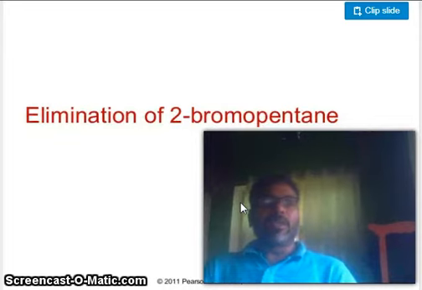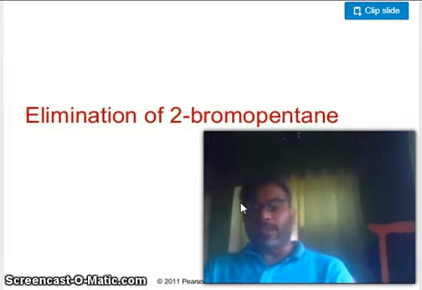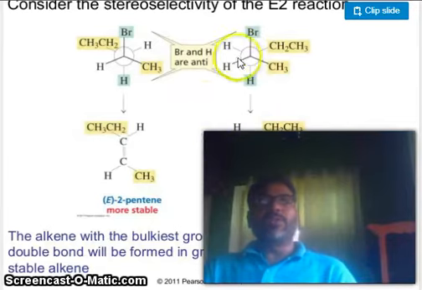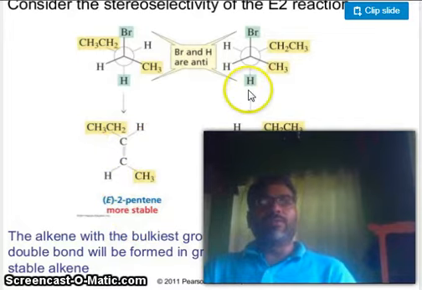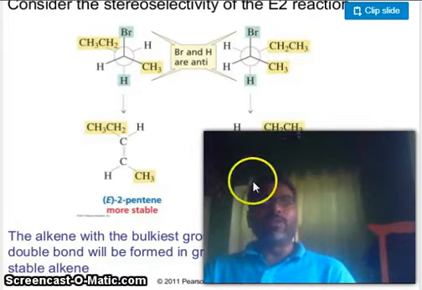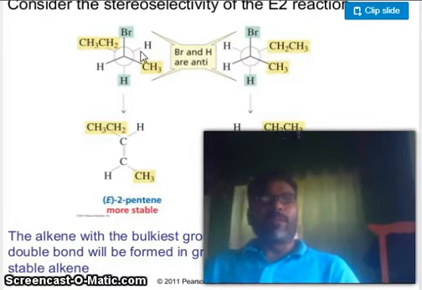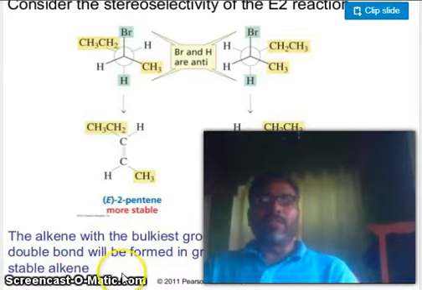Now the challenging topic, elimination of 2-bromopentane. Consider the stereochemistry of E2 reactions. This is trans, this is also trans. These give the more stable products, and in this other situation, Z-2-pentene is less stable. This is also a very good example for exams. The alkene with the bulkiest groups on opposite sides of the double bond will be formed in greater yield because it is the more stable alkene.